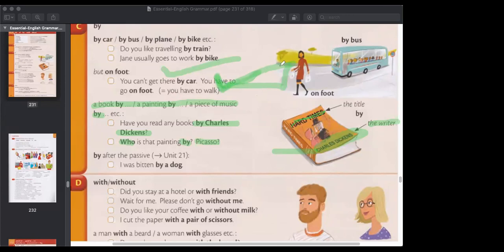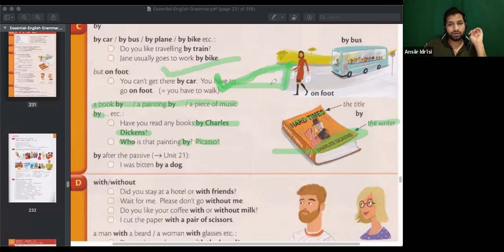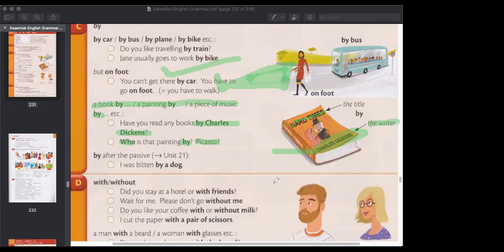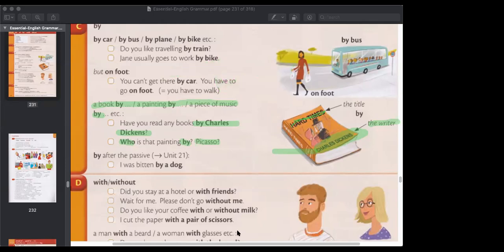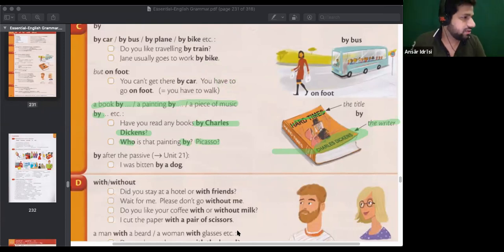This application is written by employees. I bought this book by store. Not exactly. Yes, this car is by Toyota. The car is by Toyota, yes. This application is written by employees. Correct, by employees. The application is written by employees.